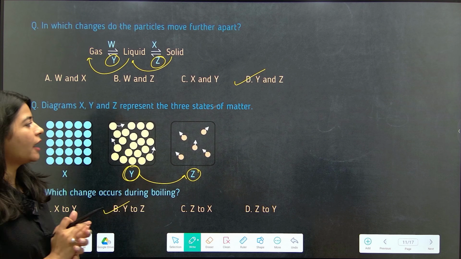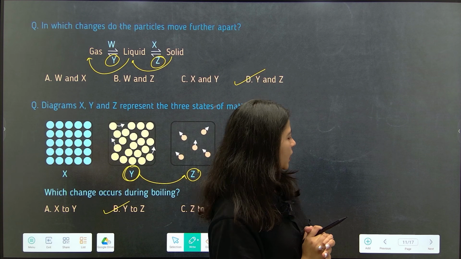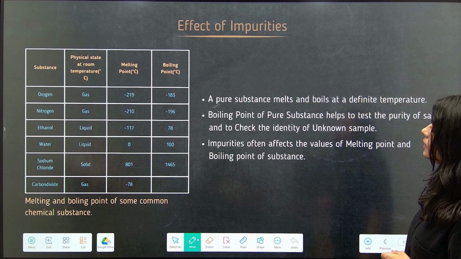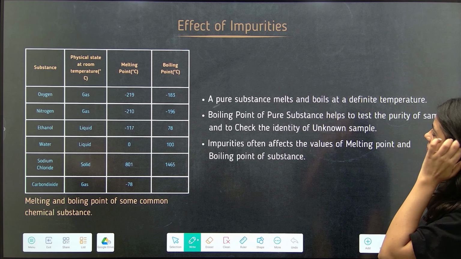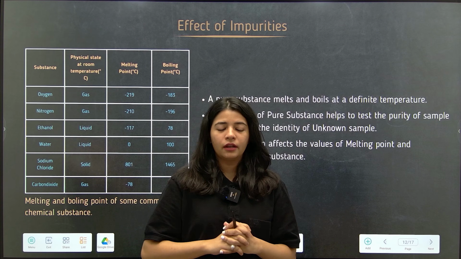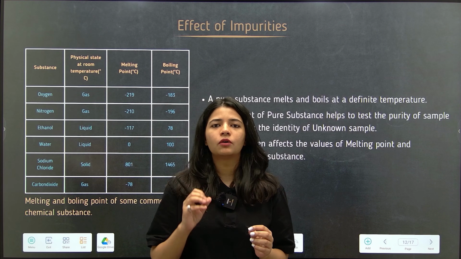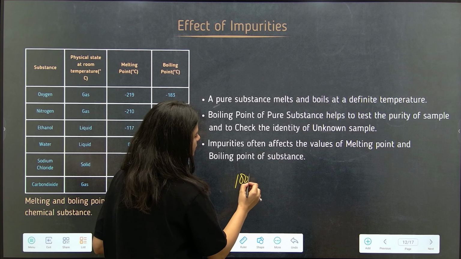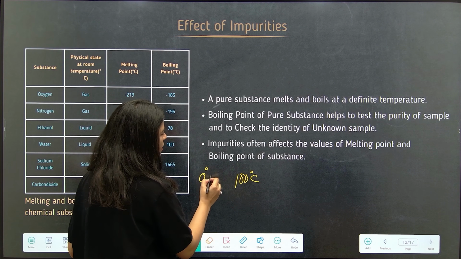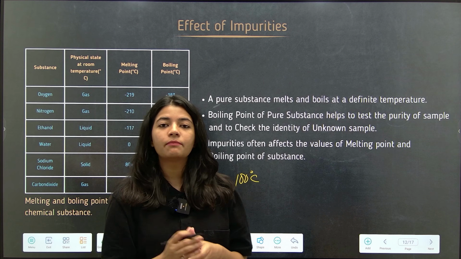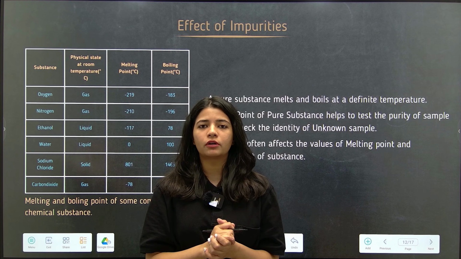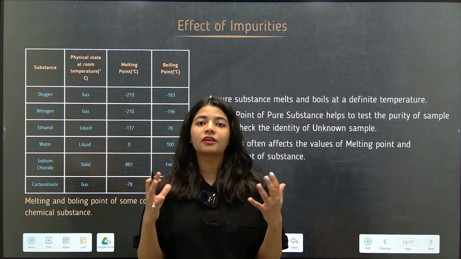Okay, students, I hope you understood how we did these questions. Now let's move to the next part. Effect of impurities. We know that water boils at 100 degrees Celsius and it freezes at 0 degrees Celsius. But what if I add some impurity in this water? What if I add some salt to this water? What will happen? How will this data change?